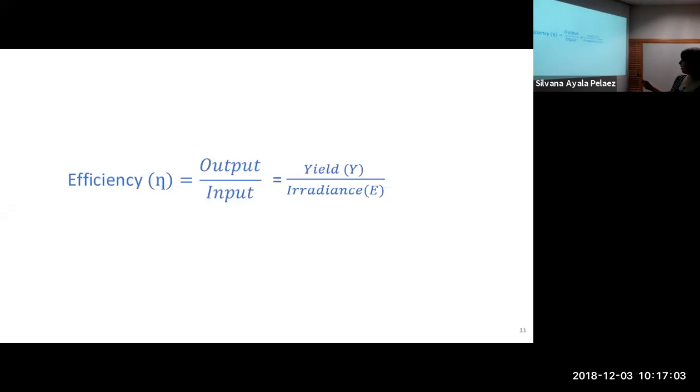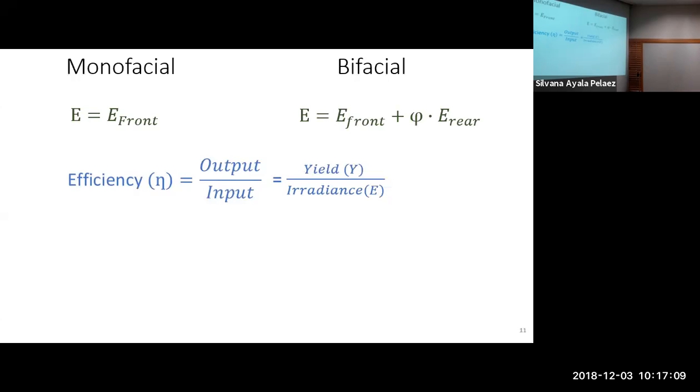On monofacial and bifacial, we said, okay, the irradiance input is just the front. On bifacial, the input is the front plus the back. But the back is affected by that bifaciality factor. It's slightly reduced, yeah? So good so far? I see nods, that's good.